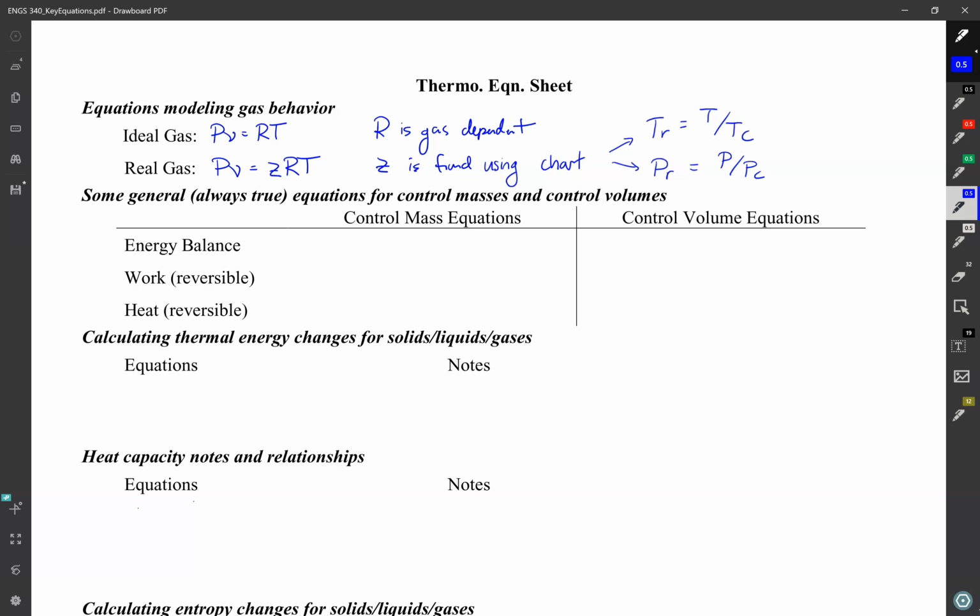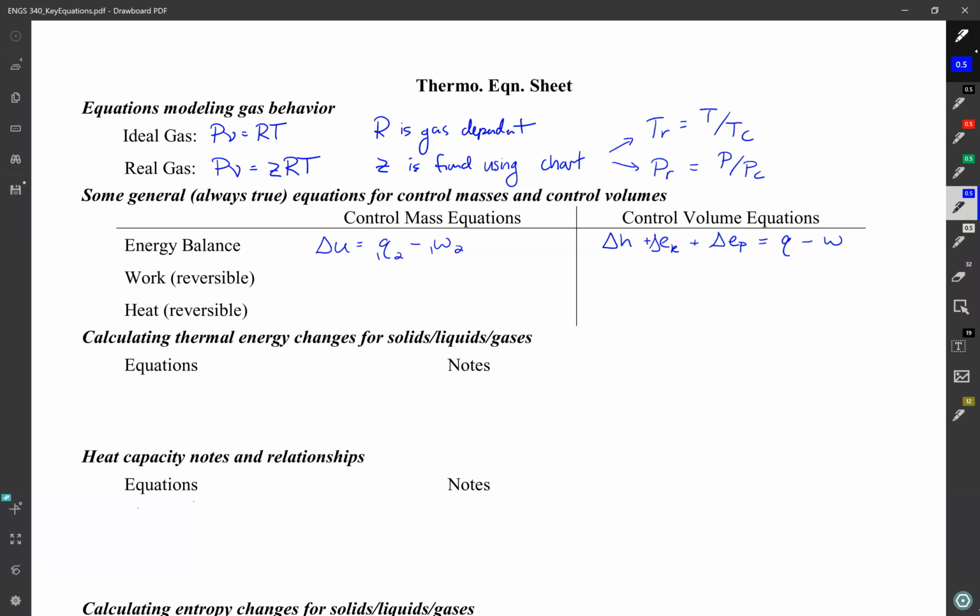There are a lot of similarities for energy balances for control masses and control volumes. For control masses, we have delta U equals Q12 minus W. For a control volume, our general energy balance is delta H plus delta EK plus delta potential energy equals Q minus W. I'm writing these both in the specific variables, but we can multiply by mass or by mass flow rate to get capital letters or capital letters with a dot.